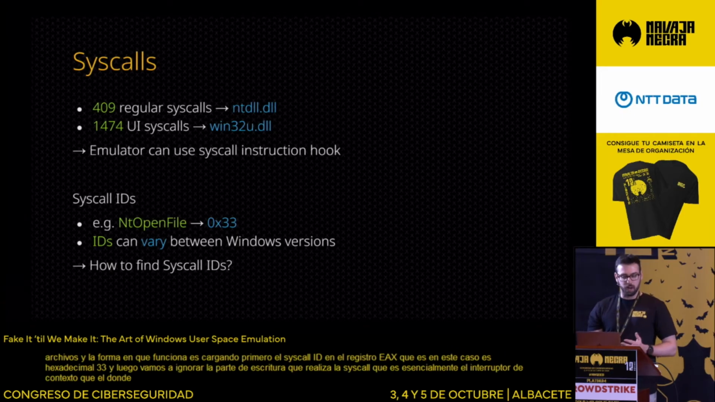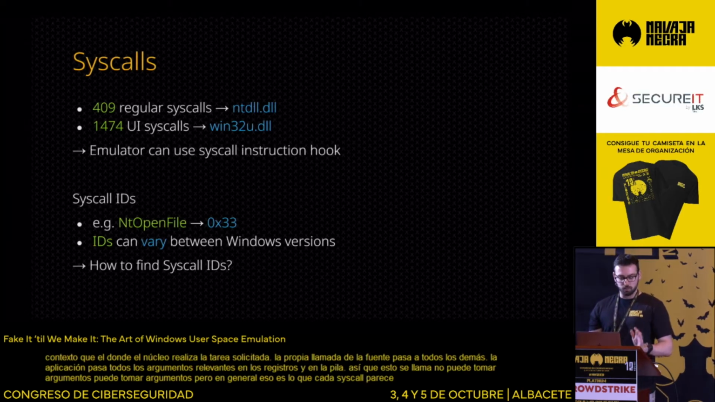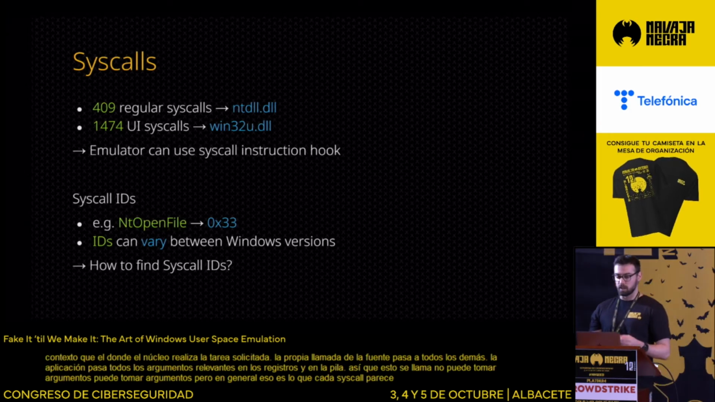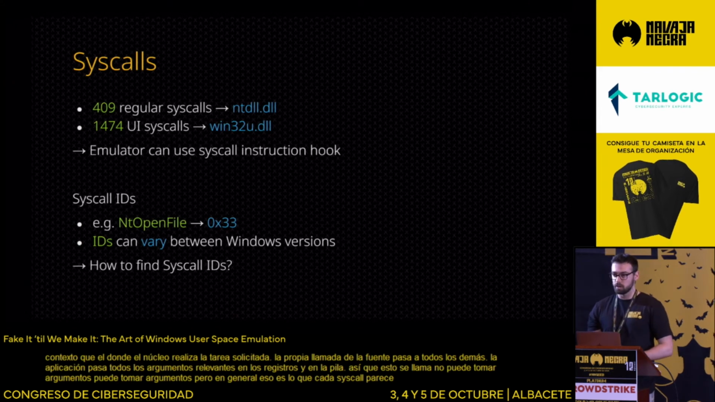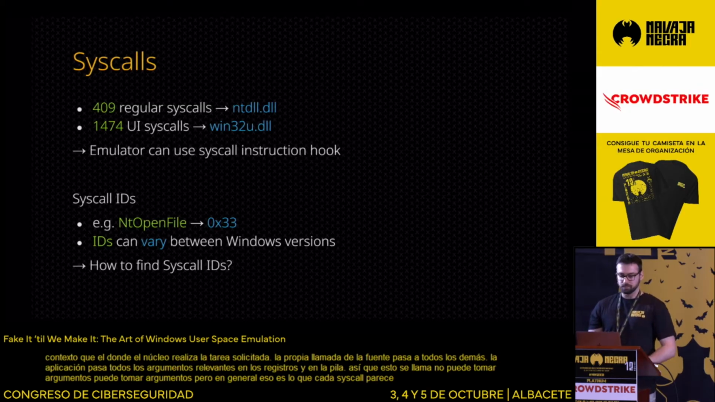At the time of preparing this talk, there were 409 regular syscalls inside the NTDLL, and there were about 1,500 UI-related syscalls within the Win32 UI DLL. To implement those in the emulator, we can use this syscall instruction hook that Unicorn provides to essentially intercept every execution of the syscall instruction. Then we exit the emulation process, perform whatever task the syscall has to do, and the application works.